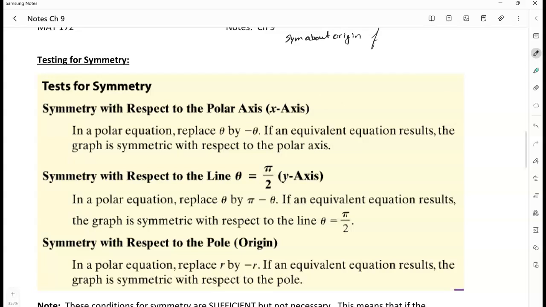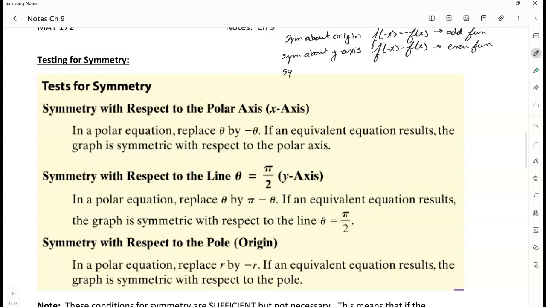And we said if we were symmetric about the origin, f of negative x is equal to negative f of x. We checked about symmetry about the y-axis. So we said f of negative x would be equal to f of x. And this was the definition of an odd function, whereas the second one is the definition of an even function.